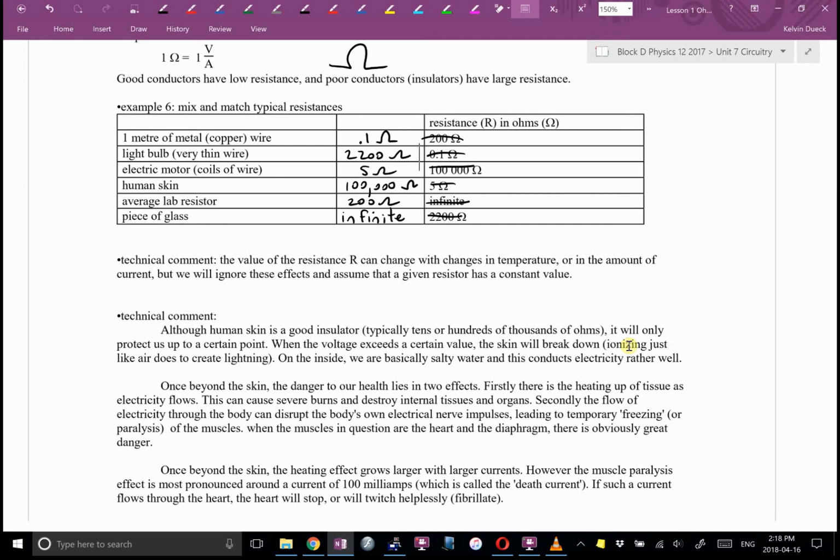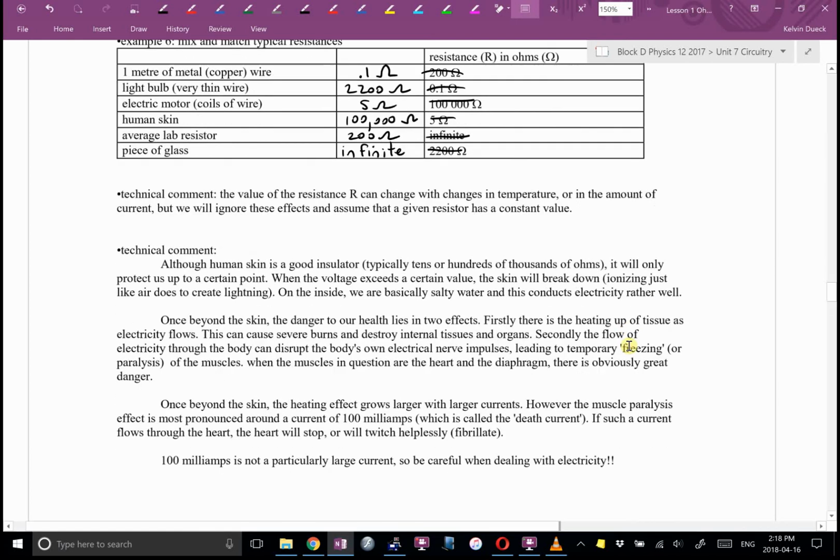So, once beyond our skin, the danger to our health lies in two effects. First, there is the heating up of tissue as electricity flows. This can cause severe burns and destroy internal tissues and organs. You need a really high current for that. Secondly, though, the flow of electricity through the body can disrupt the body's own electric nerve impulses, which can lead to temporary freezing or paralysis. When those muscles are the heart and the lungs and the diaphragm, that's a bad thing if you can't make those move.